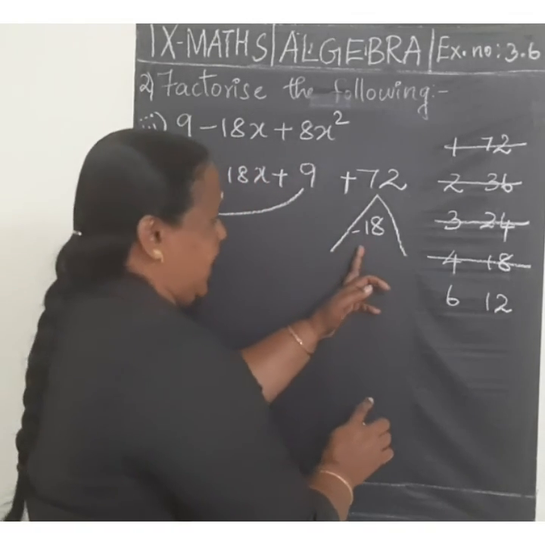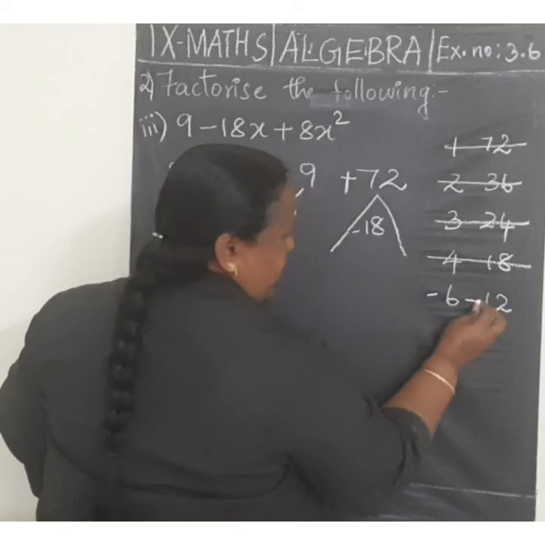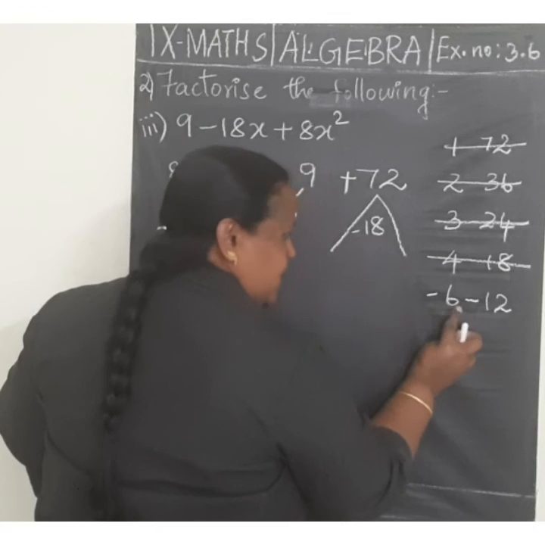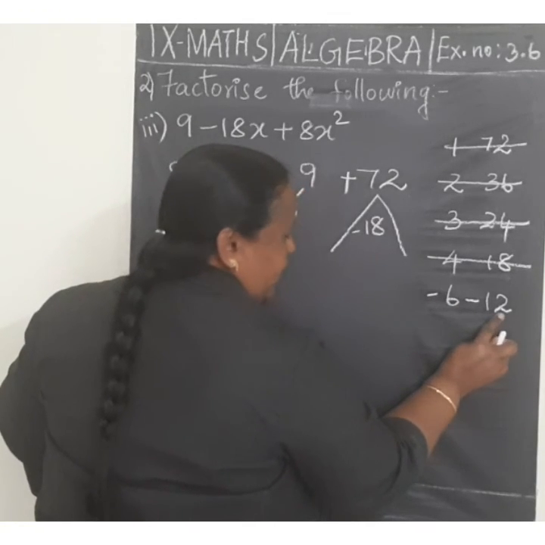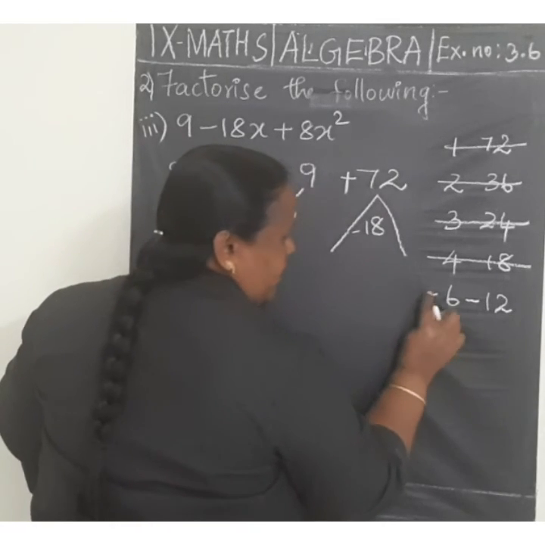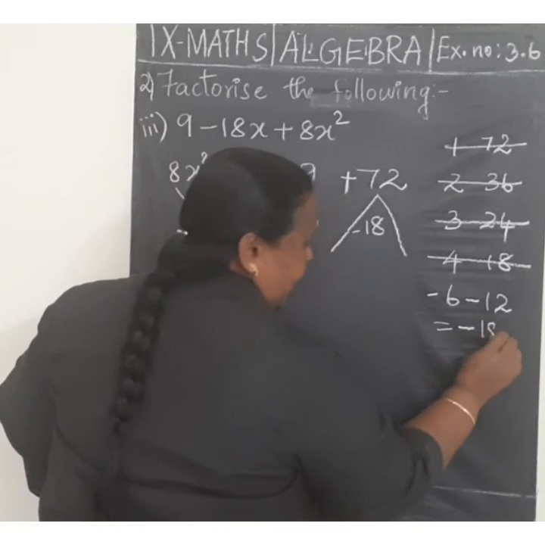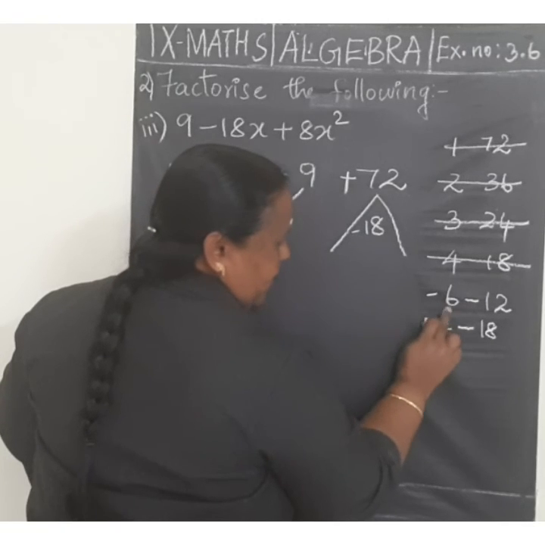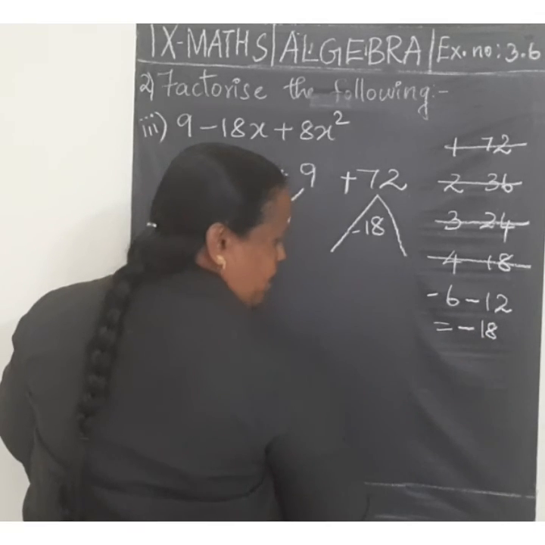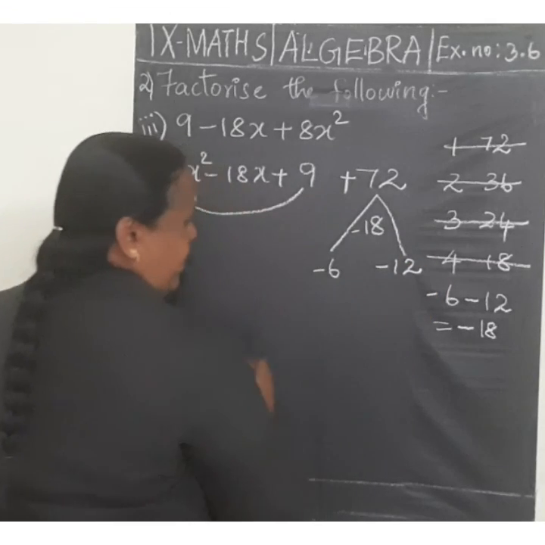So for that minus 18, what we have to do is put minus 6 and minus 12 here. Why are we putting a minus sign on both? If we put minus on both, we can add minus 12 and minus 6, and we get 18 with the minus sign, so minus 18. When we multiply minus 6 into minus 12, we get plus 72. When we add, we get minus 18. So we can take the factors as minus 6 and minus 12.